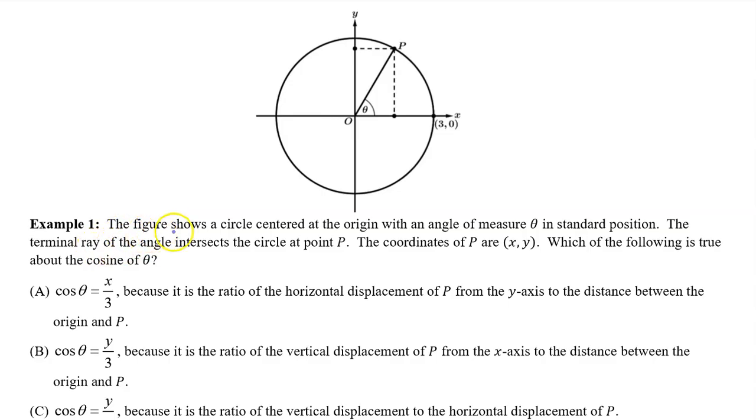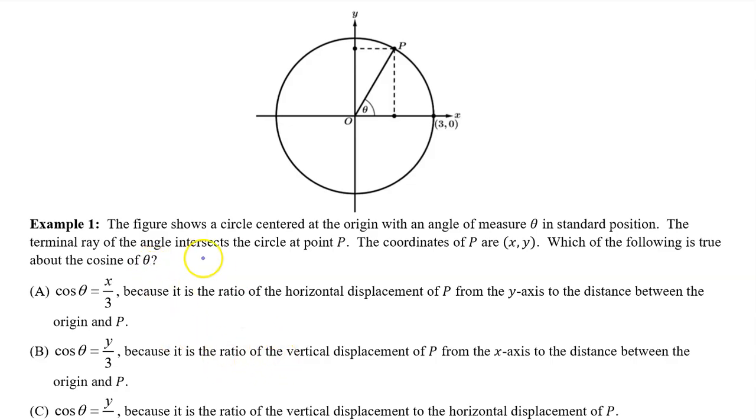Example 1. The figure shows a circle centered at the origin with an angle of measure theta in standard position. The terminal ray of the angle intersects the circle at point P. The coordinates of point P are x, y. Which of the following is true about the cosine of theta?